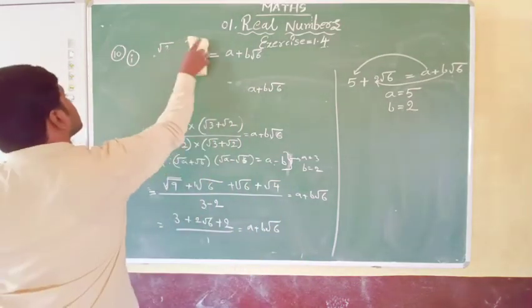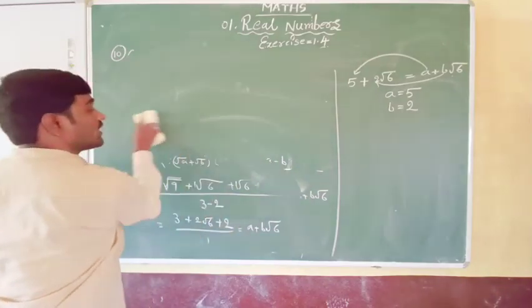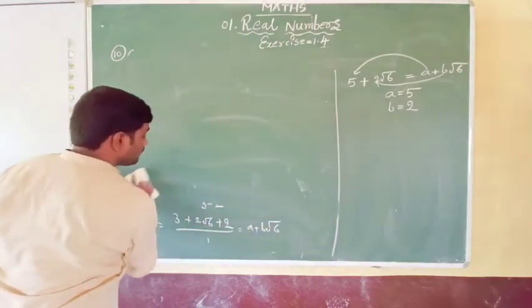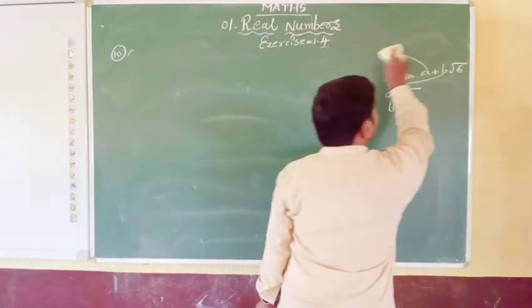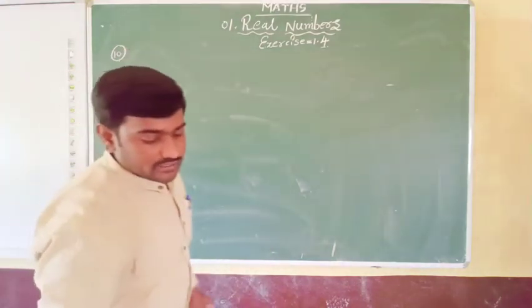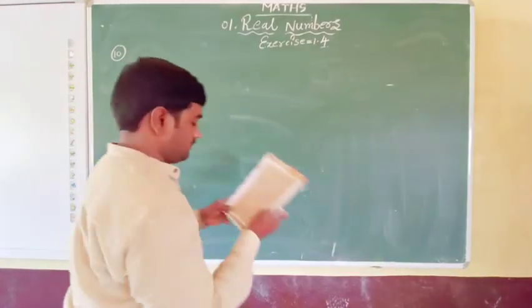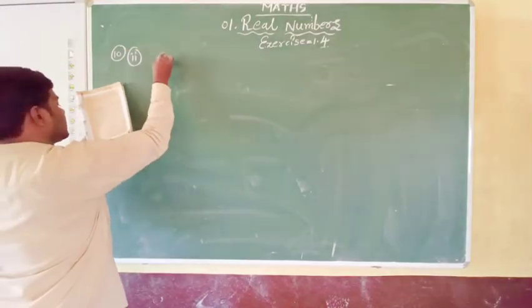So he asked us to find out the a value and b value. So we got a value 5, b value also 2. And a and b values are rational numbers. If you see clearly, yes, 5 and 2 are rational numbers. And 10th bit, second question. You need to observe this very carefully.